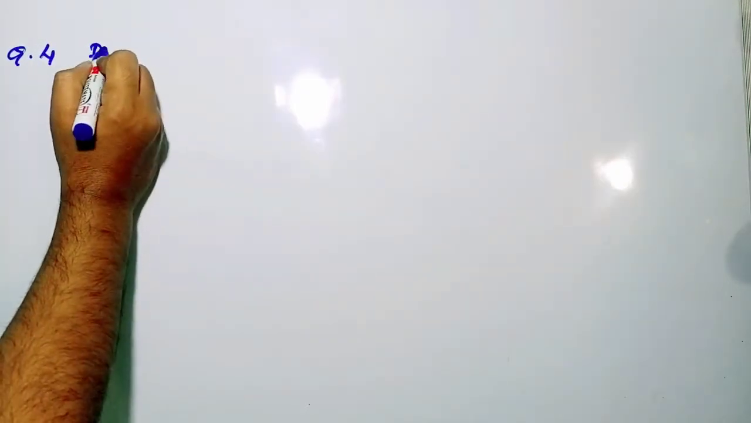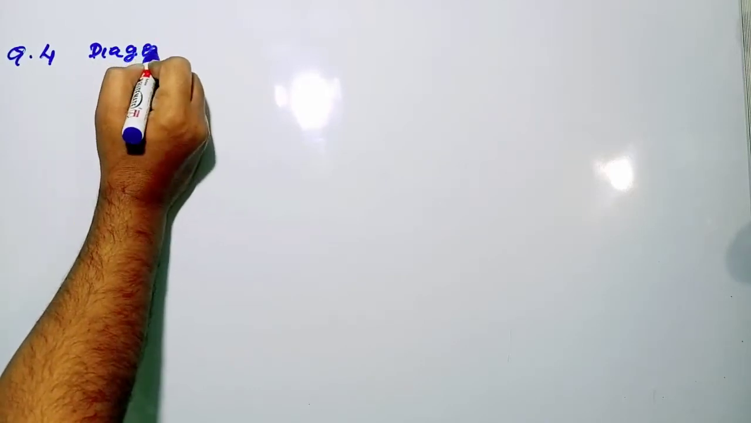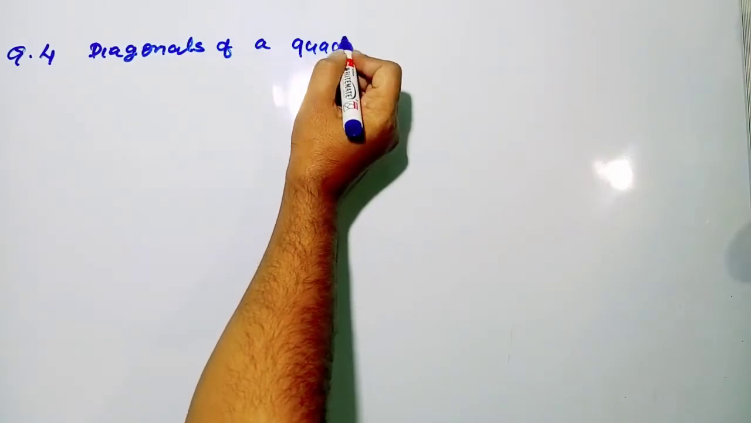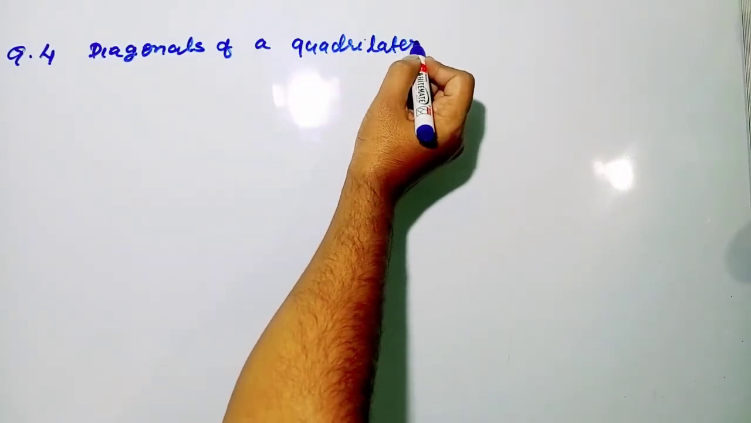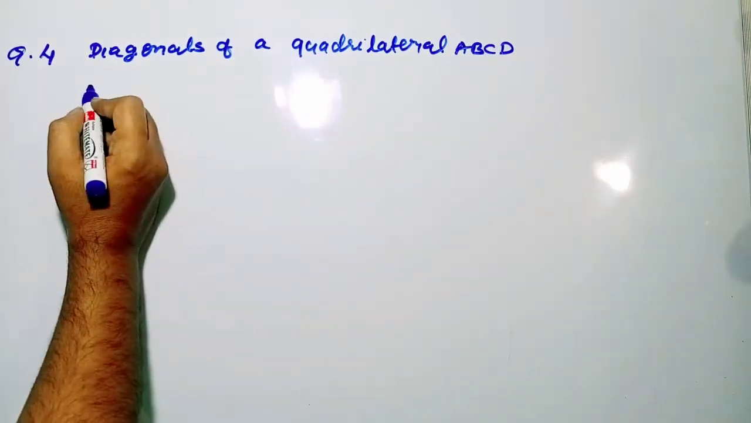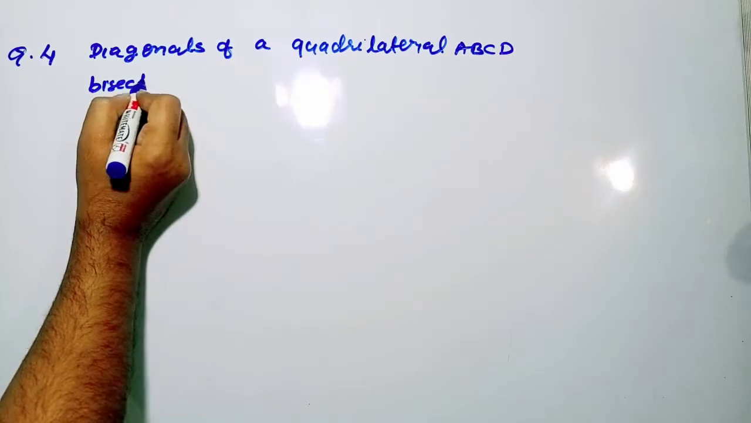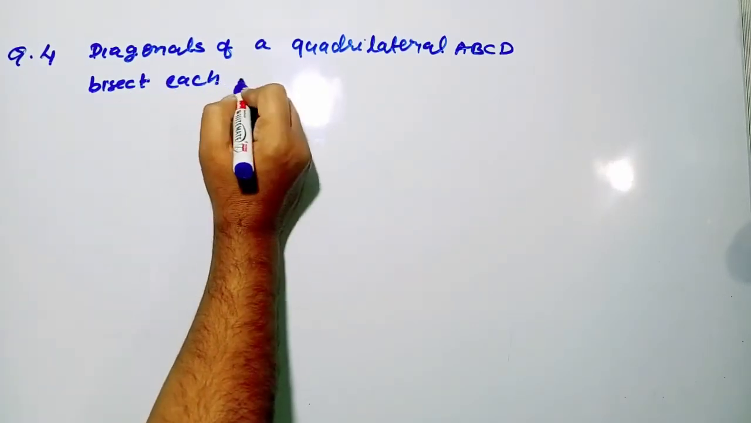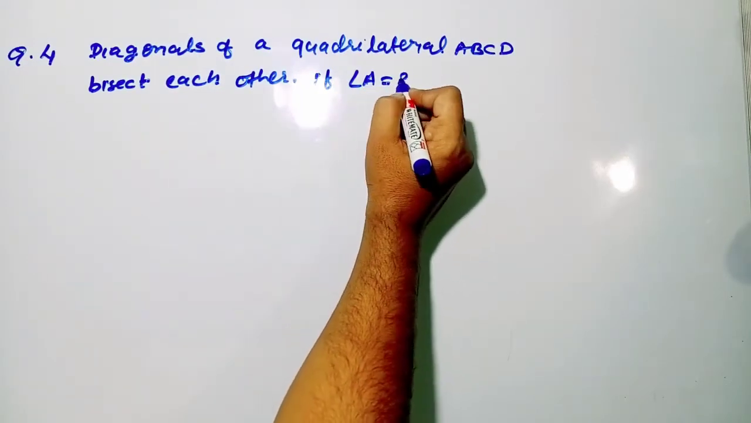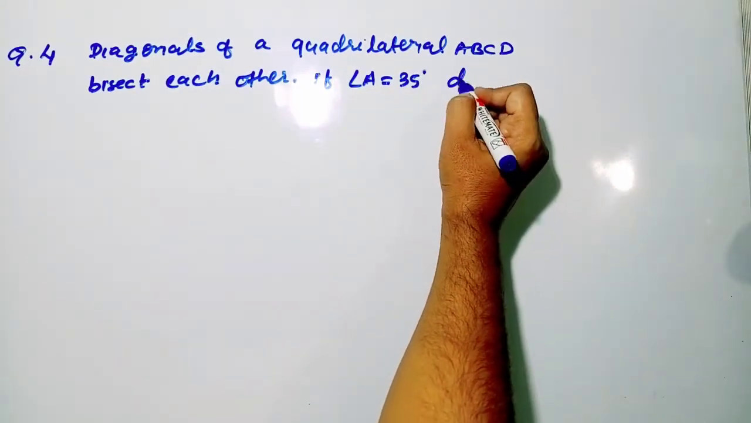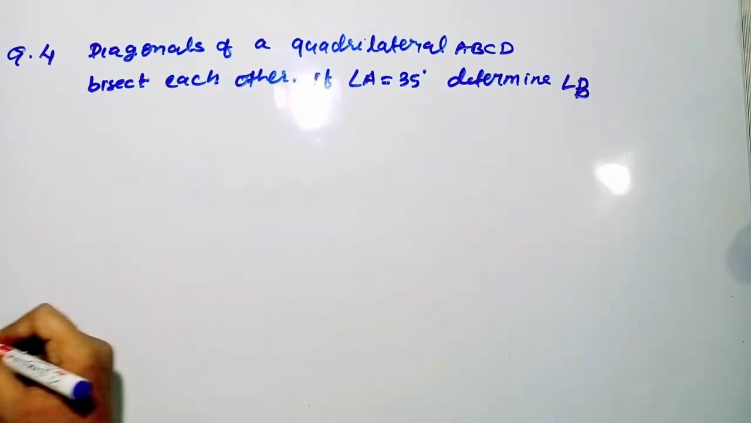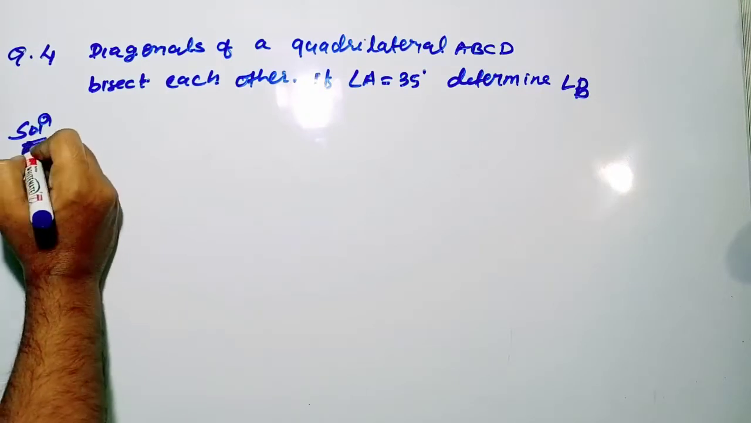Okay students, moving to the next question. Diagonals of a quadrilateral ABCD bisect each other. If angle A is equal to 35 degree, then determine the measure of angle D.